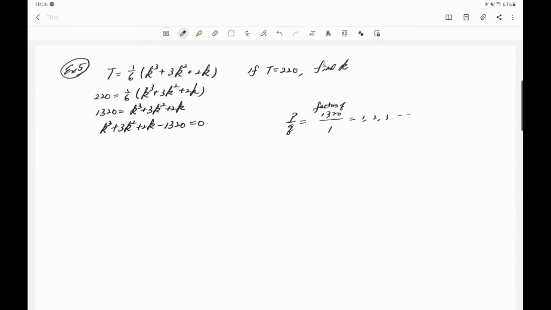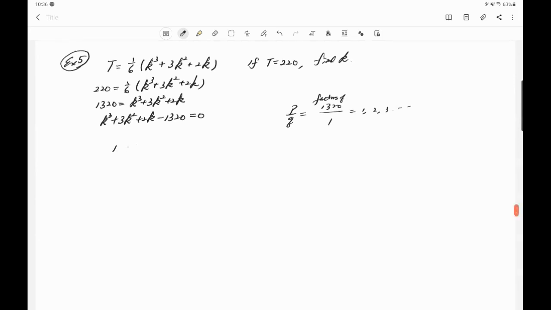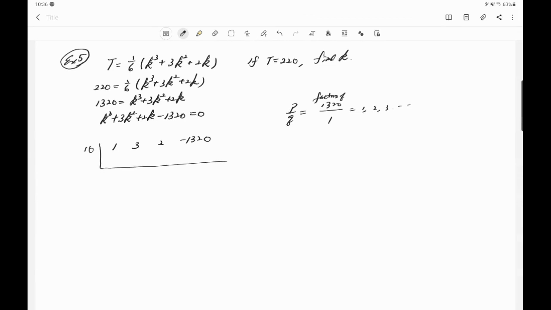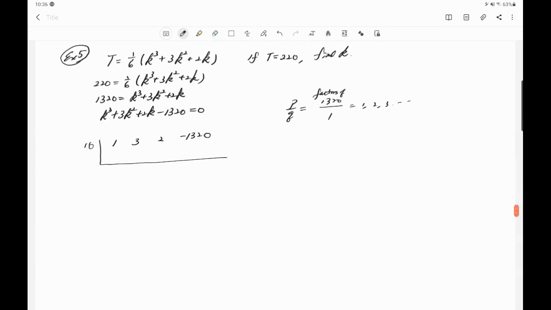So the solution should be less than 12. So why don't we try dividing by 11, 10, 9, and so on. That makes sense, right? So let's divide the polynomial using synthetic division, starting from 10. How did I get 10? I cheated.